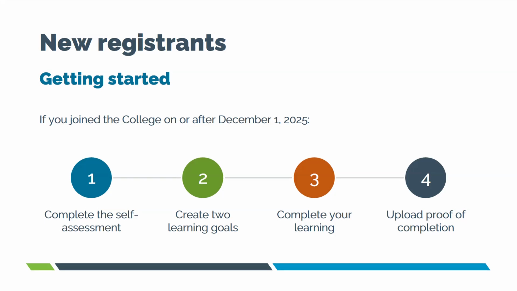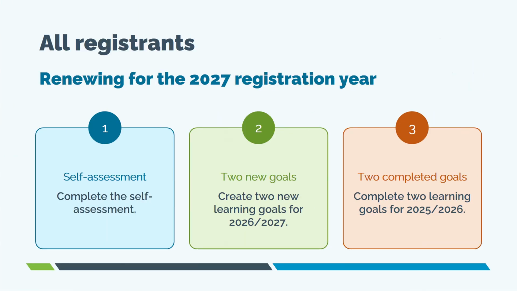If you're a new registrant who joined the college on or after December 1st, 2025, or if you don't yet have learning goals in the portal, you'll begin with the self-assessment. From there, you'll create 2 learning goals, complete them, and upload your proof of completion. So while registrants may start in different places this year, everyone will follow the same continuing competence process going forward.